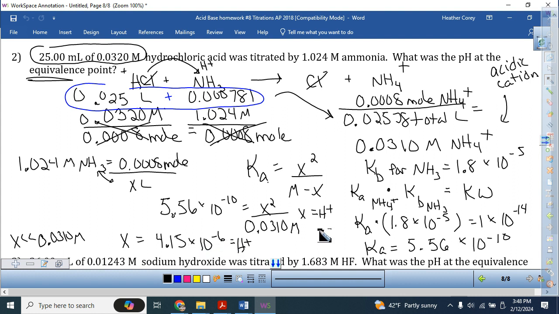Now for the pH. pH is the negative log of your H plus. So I need to take the negative log of this value, and when I do, I get a pH of 5.38.